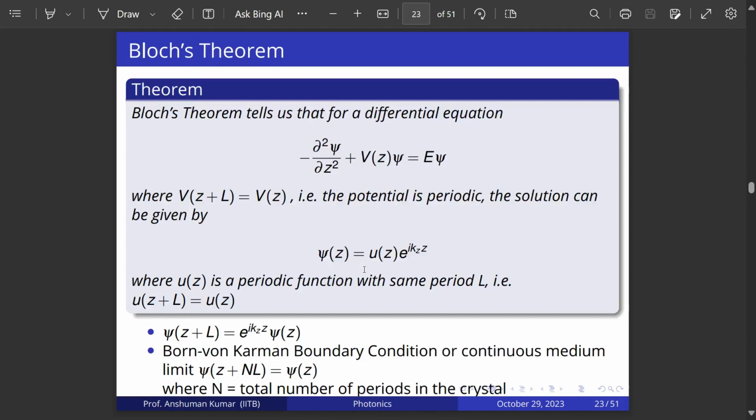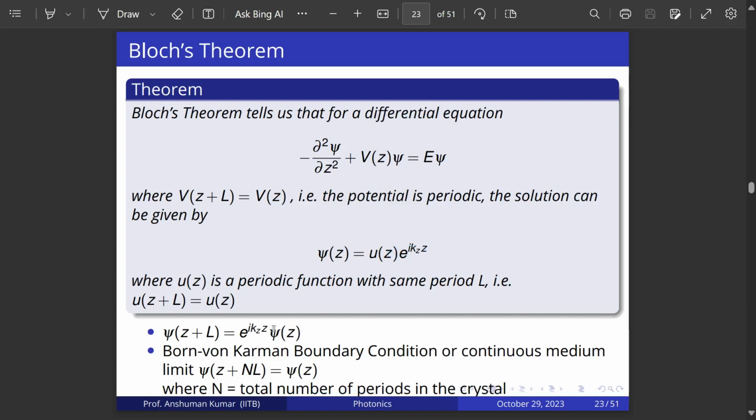So what does Bloch's theorem say? Bloch's theorem tells us that if we have a differential equation of this form, where V(z) is a periodic potential, then the solution can be given by this. The solution can be expressed in the form of u, which is a periodic function with the same period, multiplied by e raised to the power i kz.